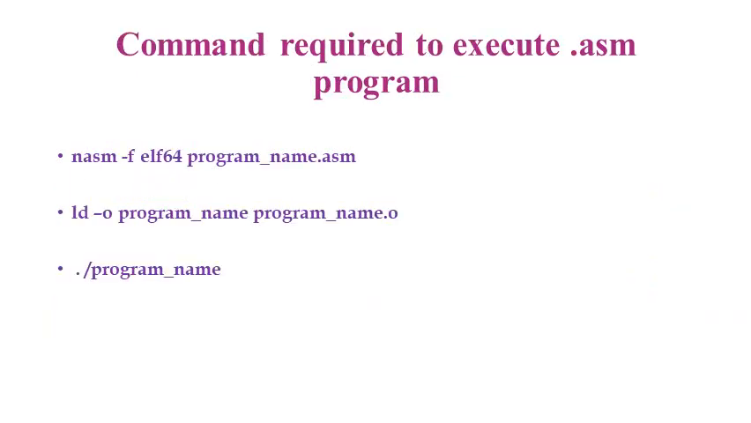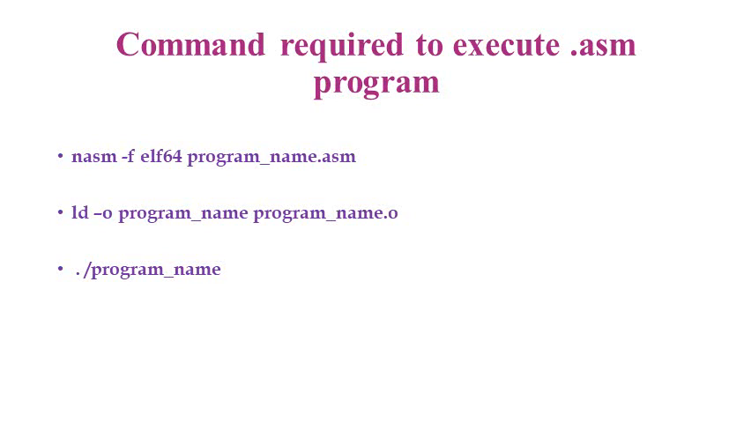Now see the commands that are required to execute an assembly language program. Here we require three commands. First, nasm -f elf64 program name .asm. So here NASM means netwide assembler, -f means create file format, which is ELF 64 bit. ELF stands for executable and linkable format, 64 bit, and then we are passing the name of the assembly language program which we have written.